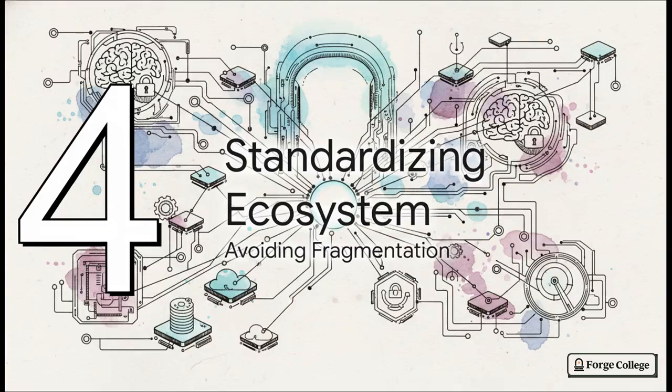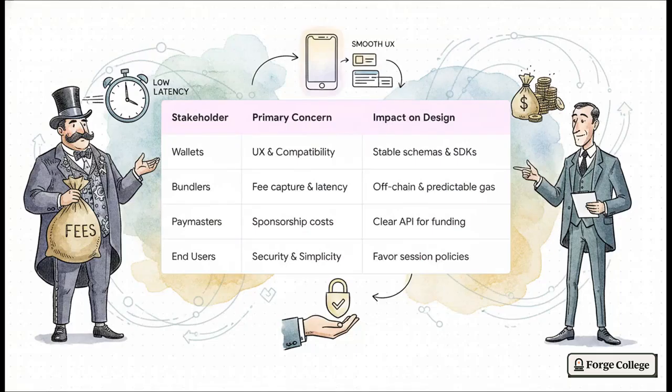Let's look at the big picture in Section 4, standardizing the ecosystem. When we map out all the stakeholders here, bundlers and paymasters might sound like sketchy characters from a Charles Dickens novel, but they're actually the core economic engines making your wallet run. Bundlers care about fee capture. Paymasters worry about sponsorship costs. Wallets just want smooth compatibility. And end users? Well, they just want to not get hacked while keeping things super simple.